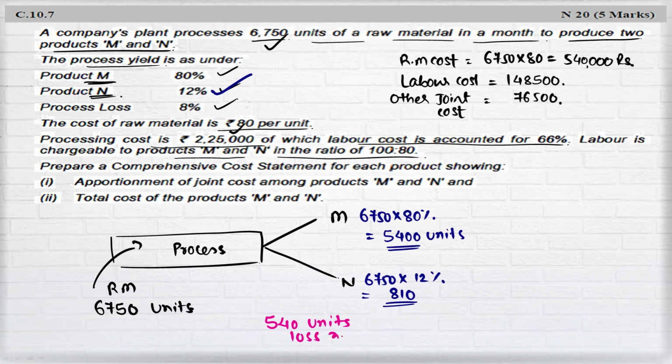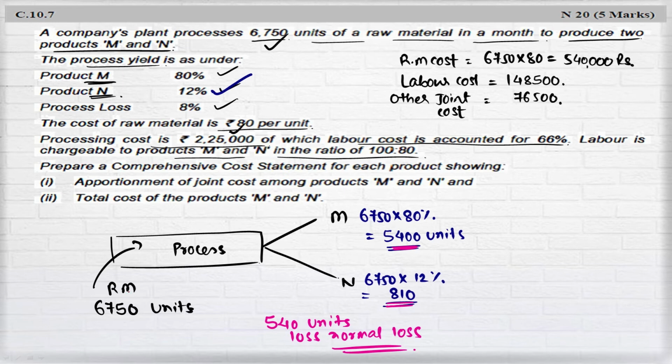And which loss am I considering it as? Normal loss. I have told you before also, except in that one question, if nothing is given, the loss should be treated as a normal loss. This 540 units loss will be treated as normal loss. So 5,400 units of M will be manufactured, and 810 units of N.